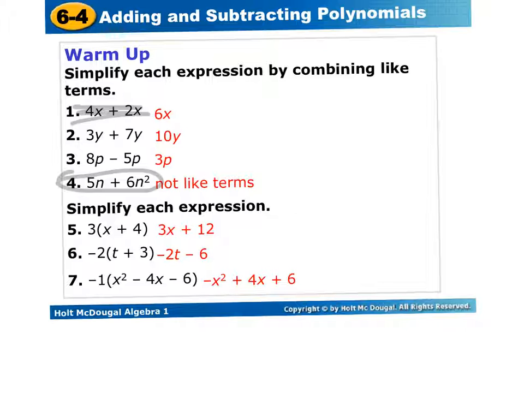Then 5 through 7, we're just applying distributive property. So you're going to distribute the 3 to both the x and the 4 and get 3x plus 12.